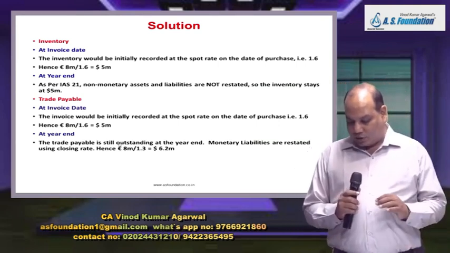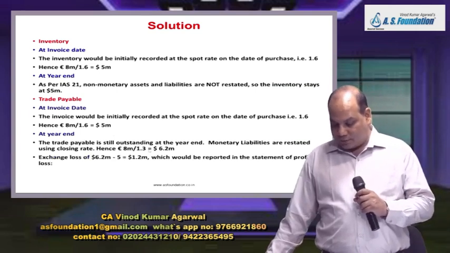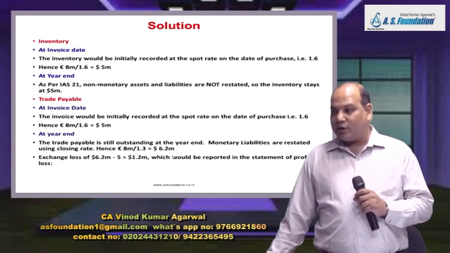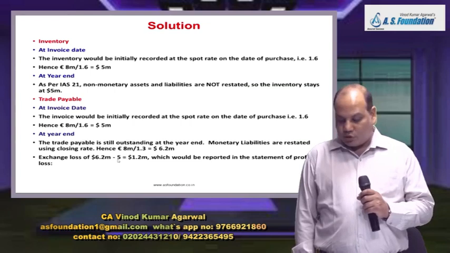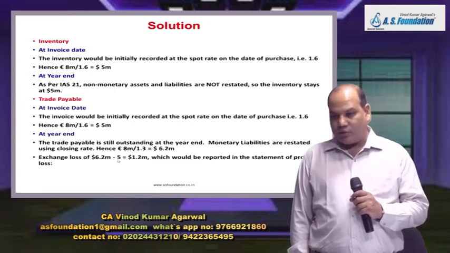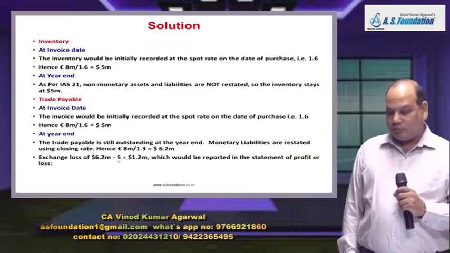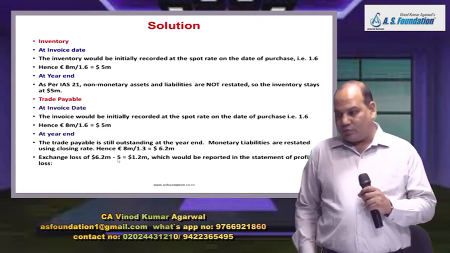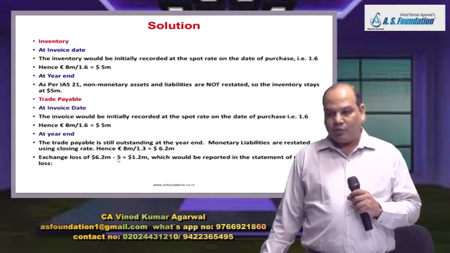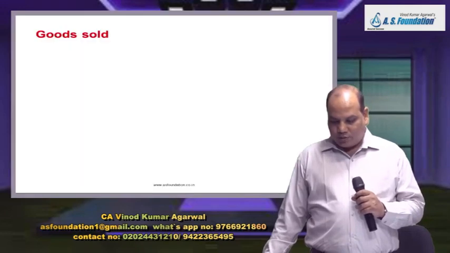But there is a problem. You have recorded it at 5 and now you are restating it at 6.2, so there is an exchange loss. So write down exchange loss of $1.2 million. Exchange loss of $1.2 million would be reported in SOPL.